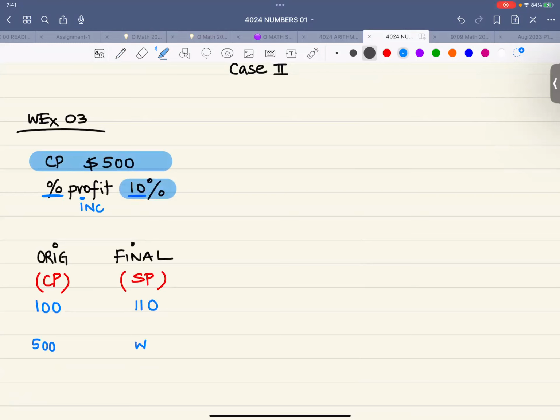What is worked example 4? Let's scroll up and see. This is worked example 4. The original price is $500. There is a discount of 20%. What should be the final price?